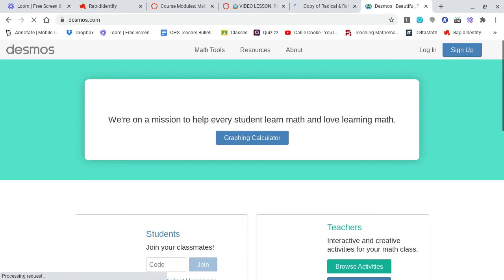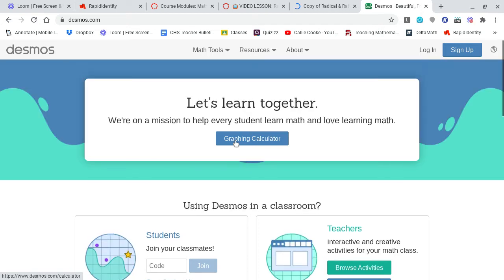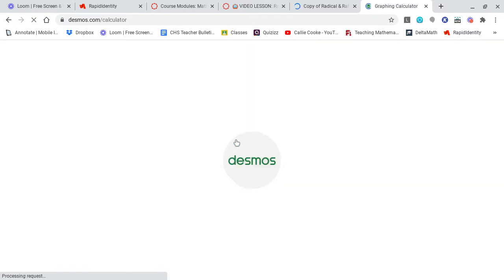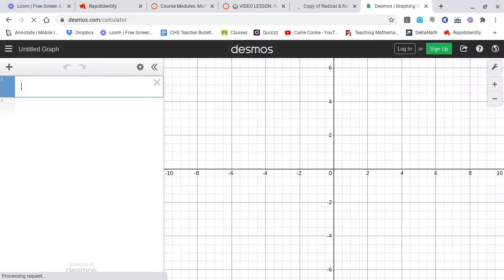And we're going to find important points on their graph. So it's a day filled with domain and range.